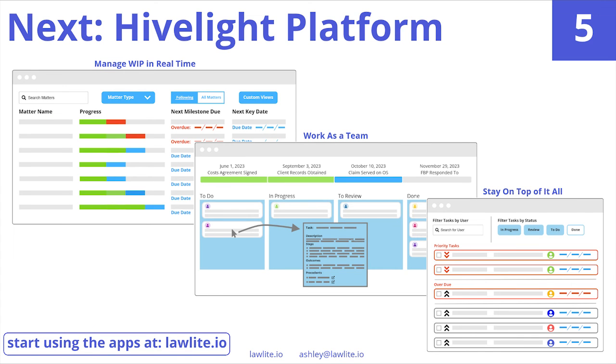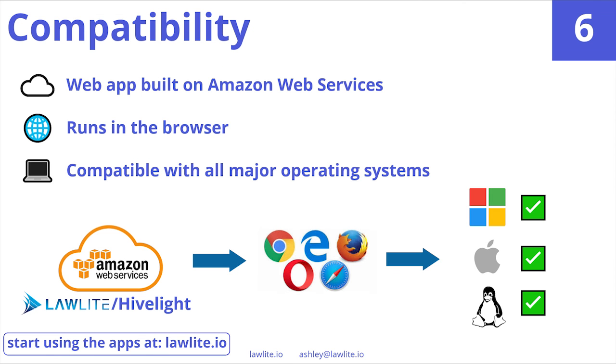So the next step is that we are developing a practice productivity system called Hivelight. This will apply legal project management to your firm so that you can manage your work and coordinate with your team in a way that scales, and you'll be able to add these calculation apps to your matters on Hivelight to help perform your work. This has all been built as web apps on Amazon Web Services, so it operates in the browser and will be compatible with all major operating systems.